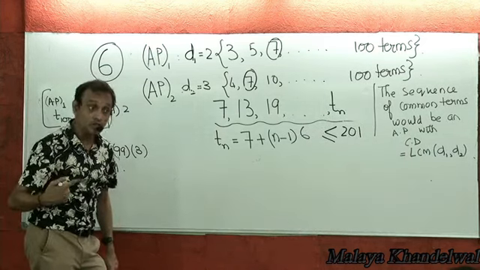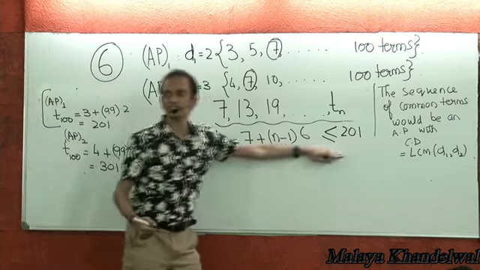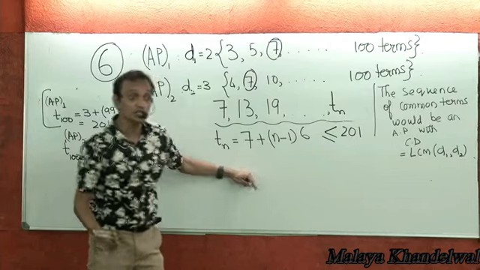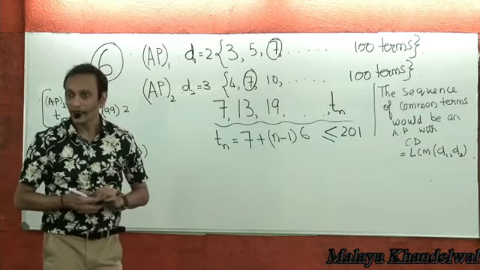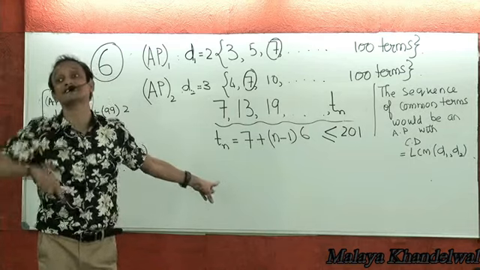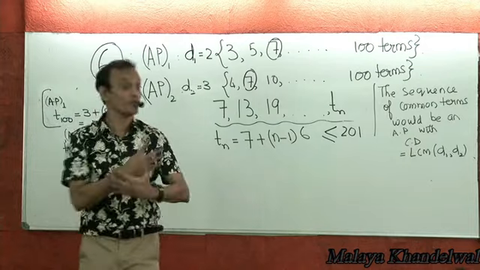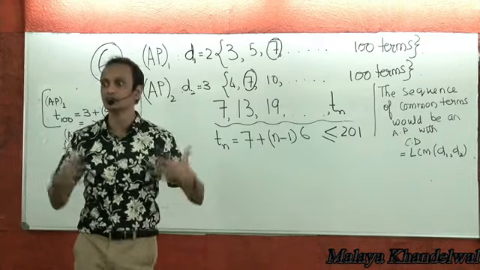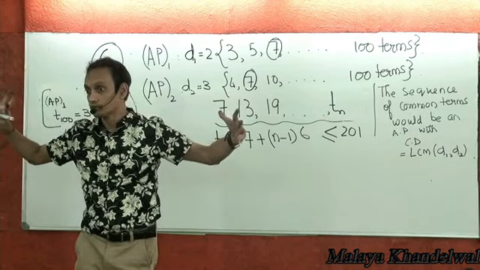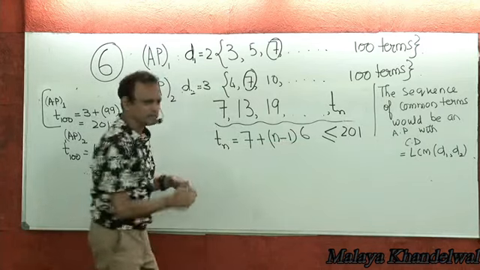Where n is a natural number. Yes or no? N is a natural number that satisfies this condition. I have to find n. N is the greatest natural number that satisfies this condition, because I want to find n, it has to be the greatest, isn't it? The last common term. Right? So n is the greatest natural number that satisfies this condition.